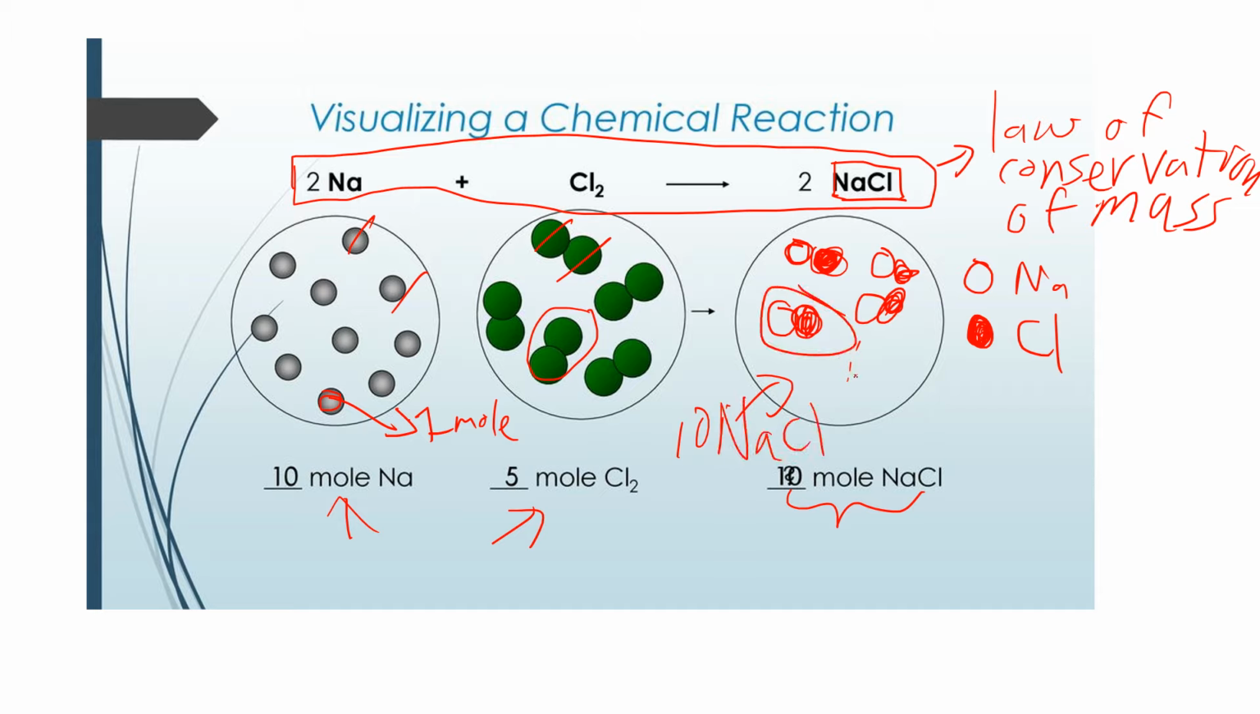Now you can think of these as 10 molecules of sodium chloride, 10 compounds of sodium chloride, but really they're 10 moles because each of these dots represents 1 mole. And that's basically stoichiometry. The ratio of sodium to chlorine gas is 2 to 1. Or another way to put it, for every 1 mole of chlorine gas, you produce 2 moles of sodium chloride, which makes sense. We have 5 moles, we produce 10 moles.